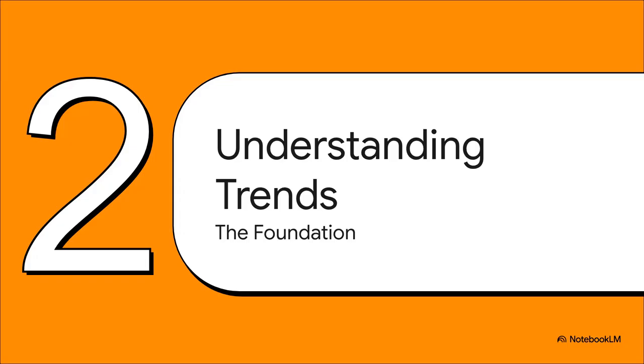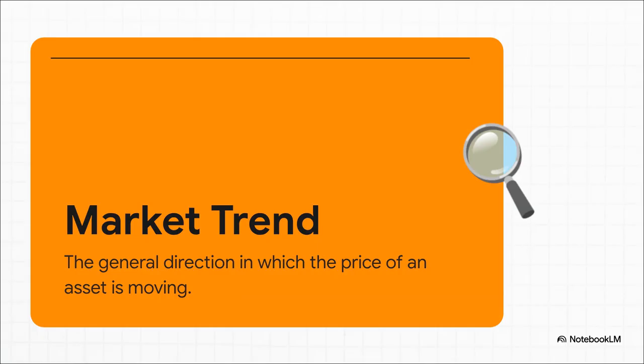Okay, so before we can start spotting these subtle differences, we gotta go back to basics. You can't build a house without a solid foundation, right? In trading, that foundation is understanding market trends. Everything, and I mean everything, starts here. And what is a market trend? It's really simple. It's just the general direction the price is moving over a period of time. Is it going up? Is it going down? Or is it just kind of stuck going sideways? That's it. But that simple direction is the baseline for every single decision we're going to make from here on out.